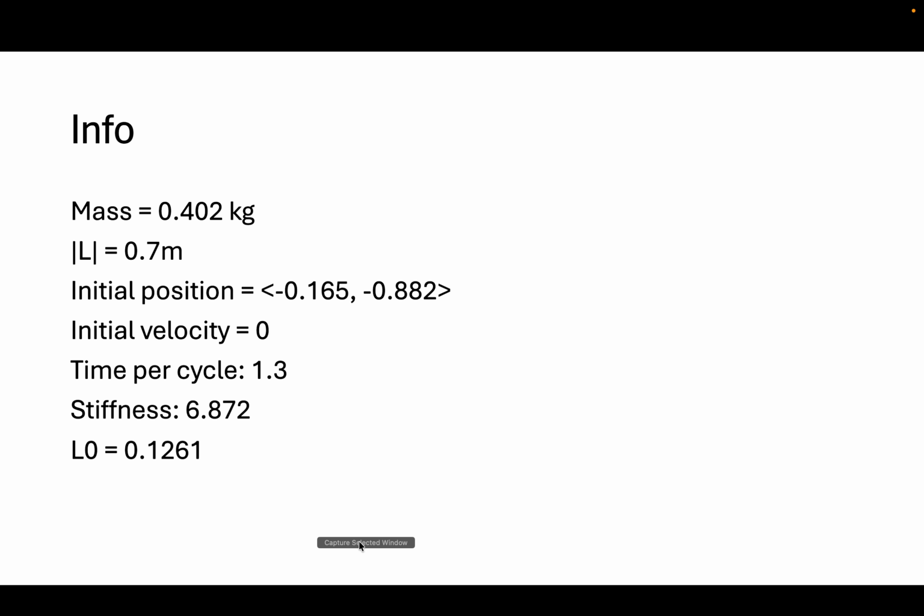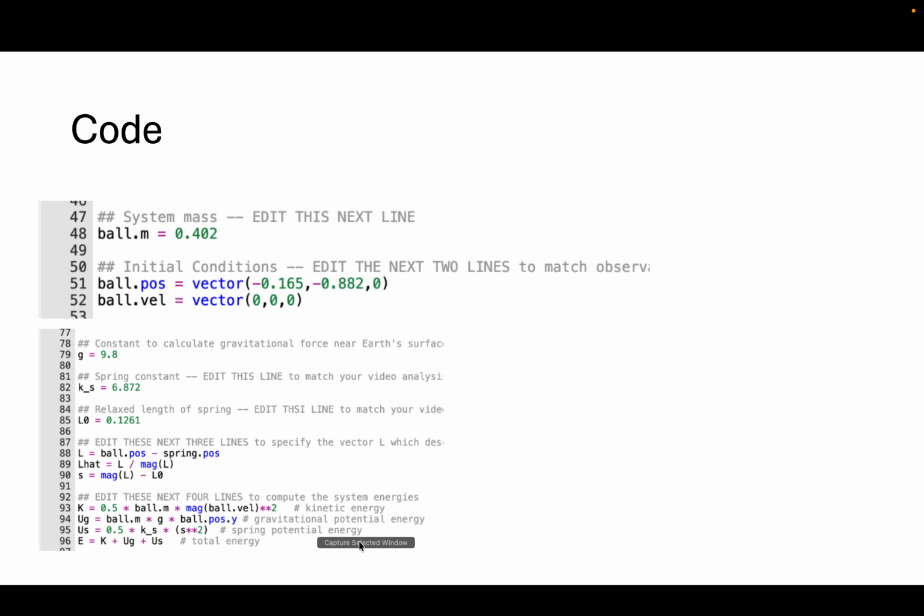And some info. So the mass was 0.402 kilograms, length of spring 0.7 meters, initial position was negative 0.165, negative 0.8820, because we're treating this as just 2D instead of 3D. And the initial velocity was zero because it started from rest. The time per cycle, so like the oscillation period, of the mass was about 1.3. Stiffness is 6.872, and L0 is 0.1261.